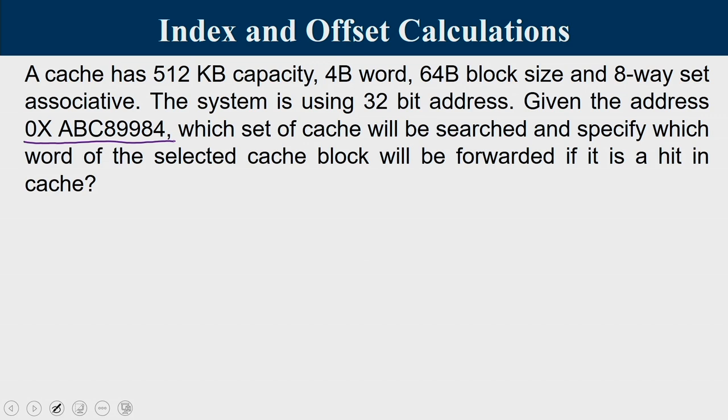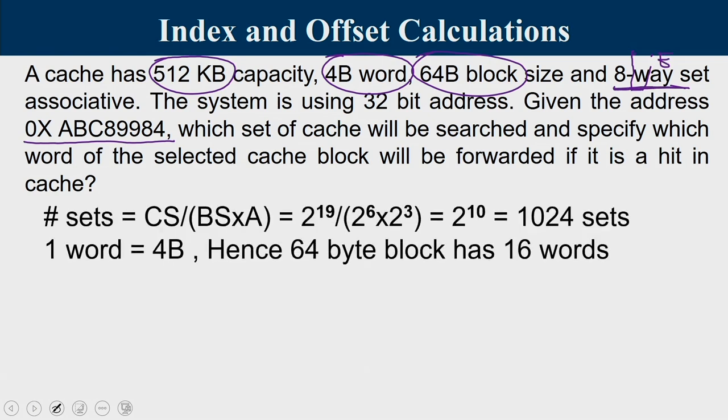So, first we have to understand how many sets there are in the cache. I have a cache with a capacity of 512 KB, a word is 4 bytes, each block is 64 bytes, and it is an 8 way associative cache. 8 way associative means the value of E is 8, there are 8 blocks in a given set. The number of sets is cache size divided by block size into associativity. You have a cache of 512 kilobytes, that is 2 power 19, divided by block size 64 bytes, that is 2 power 6, into associativity 8, that is 2 power 3. The answer is 2 power 10.